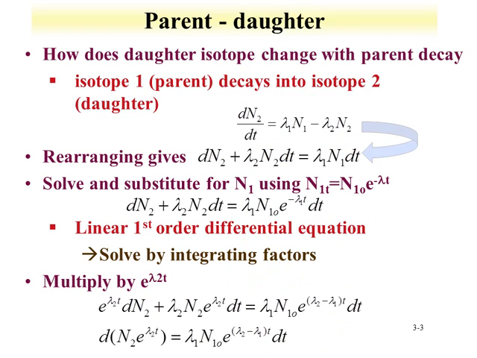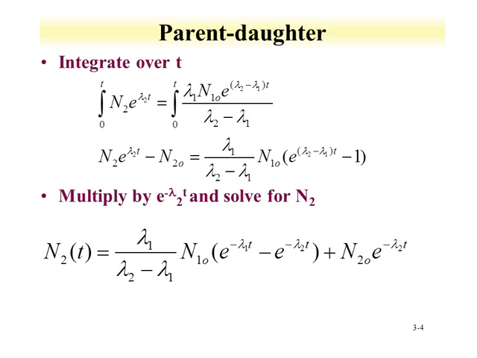We can take this equation and rearrange it into what's listed here. We solve and substitute for N1, the number of parents at time t, which equals the initial amount times e to the minus lambda 1 t. We get this equation. We solve this linear first order differential equation by integrating factors, so let's multiply by this term, and we wind up with an equation that's listed here. Okay, so now we have something that we can work with.